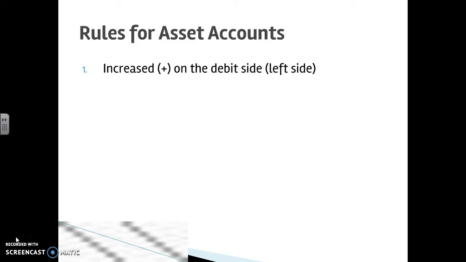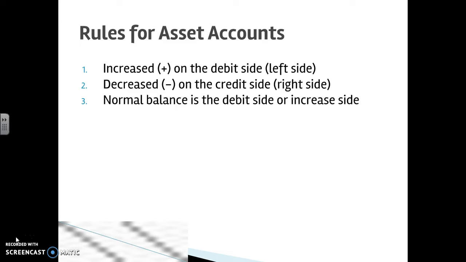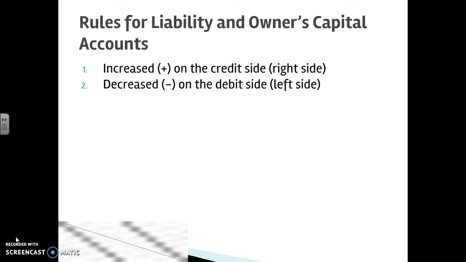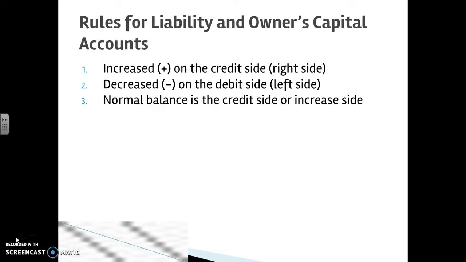All right, let's take a look at rules for assets. Assets are debit side balance, which means that we increase them by debiting them on the left-hand side. We decrease them by crediting them on the right side, meaning the normal balance is the debit side of the T account, which is also the increase side. Now, liabilities and owner's equity accounts are just the opposite. You increase the account by crediting the account on the right side, decrease the account by debiting the account on the left side, meaning the normal balance now is a credit side balance for owner's equity or owner's capital and liability accounts.